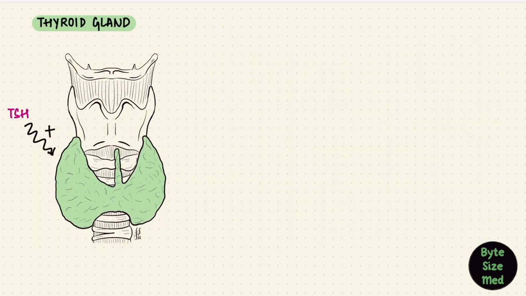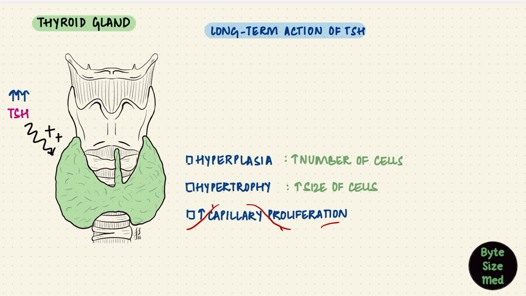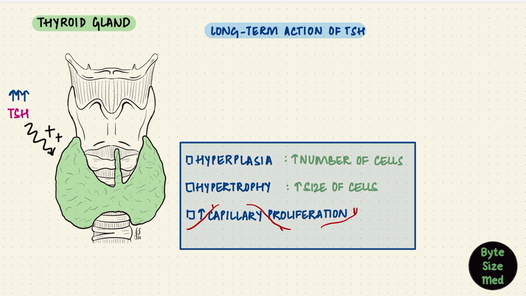It can also have more long-term actions. In excess for a long duration of time, it can cause hyperplasia and hypertrophy of the thyroid follicular cells. Hyperplasia means the number of cells increases. Hypertrophy means it makes them larger. That would make the gland itself larger. They also increase capillary proliferation and blood flow to the gland. So in excess for a long time, TSH can make the thyroid gland larger, sometimes large enough to be visible as a swelling in the neck, and that's called a goiter.